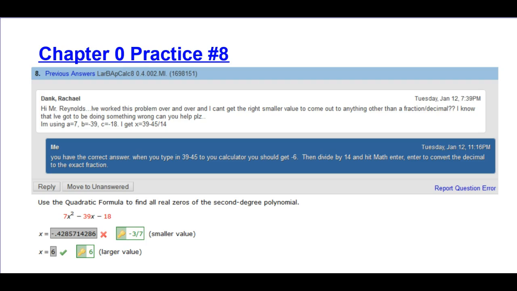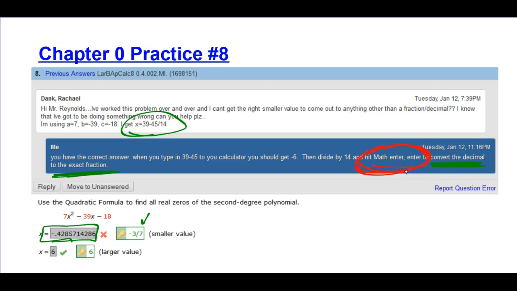This particular student had the correct answer when they were using the quadratic formula. They were just typing in a decimal answer, and her question, in essence, was how to convert on your graphing calculator. How do you convert a decimal back into a fraction? And the answer is math, enter, enter.